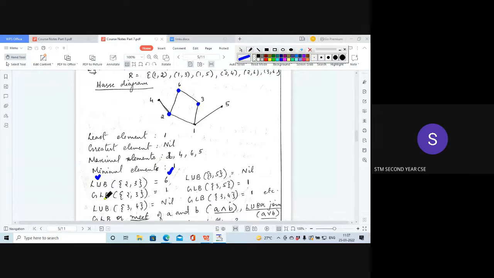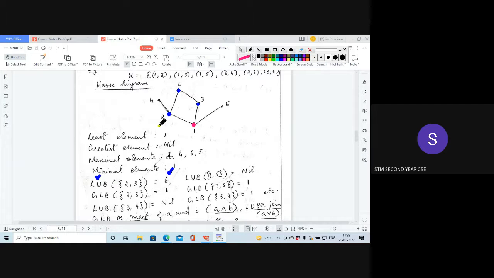And also let us find what is the greatest lower bound of 2, 3. So a lower bound of 2, 3 is one that is less than 2, 3, isn't it? So in the lower bound, 2 is related to 1 and 3 is also related to 1. And this pair of elements has only one lower bound, and that is the greatest lower bound.